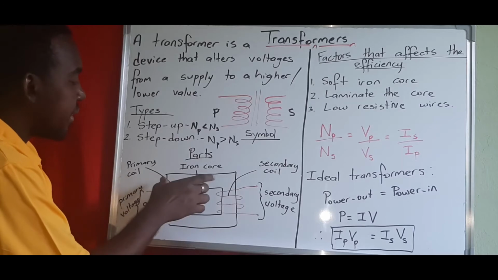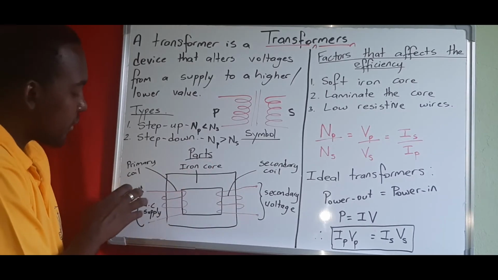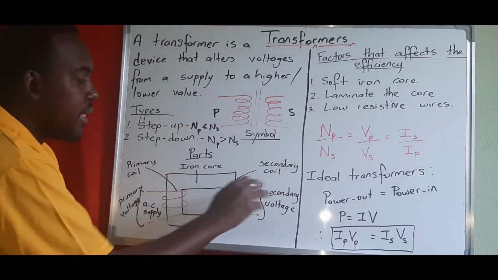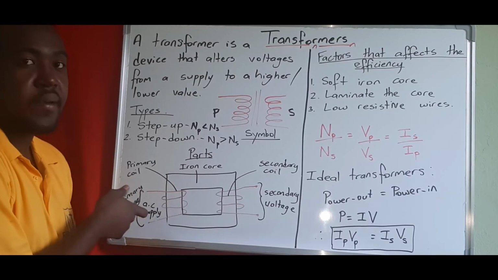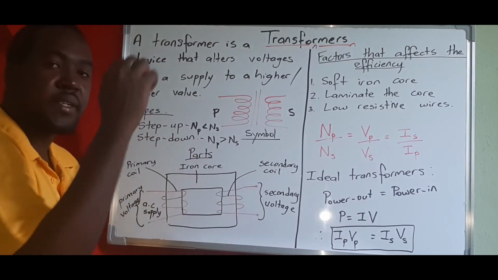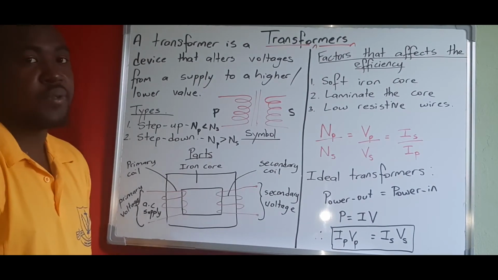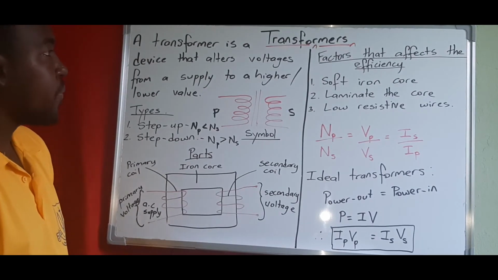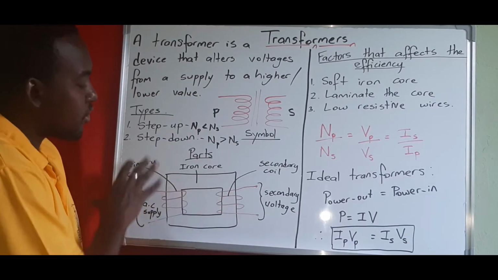So this is basically how the transformer looks. We have a soft iron core, on one side we have the primary coil, and on the next side we have the secondary coil. The primary coil is connected to your AC supply, and your secondary coil is connected to the appliance or whatever load that you want the voltage to be applied to.